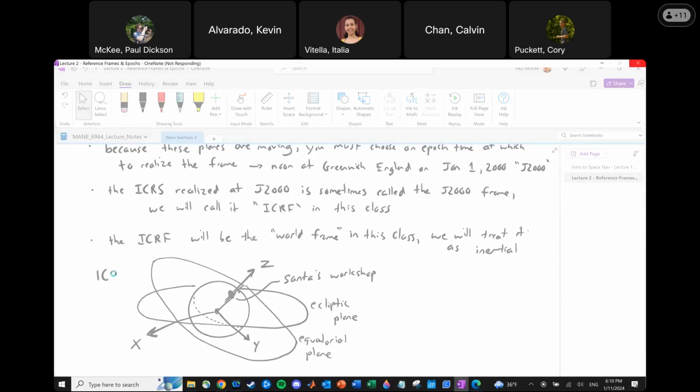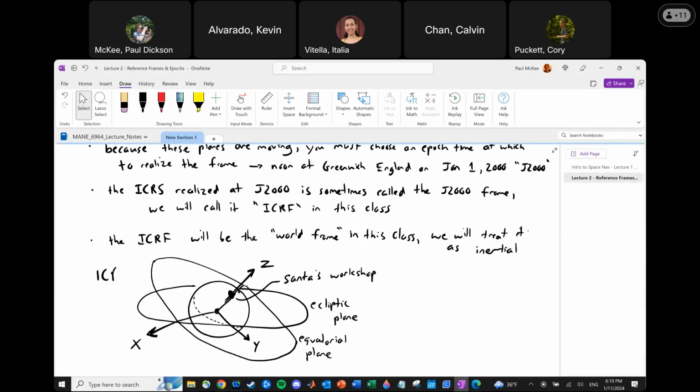Wow, it's like writing ICRF is what does it, but doing that diagram doesn't do it? I don't understand. There we go. All right, so that is the International Celestial Reference Frame.